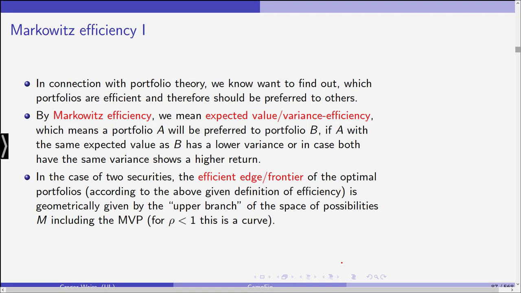Now, in connection with portfolio theory, we know that we want to find out which portfolios are better, and we call them efficient in a certain sense. Markowitz efficiency means that if you take expected value and variance as your two measures of risk and return, or rather return and risk, you would say that if you have two investments and they have the same risk, then you would prefer the investment with a higher expected return. And vice versa, if both investments have the same return, you would choose the investment with a lower risk. That's how we define Markowitz efficiency.